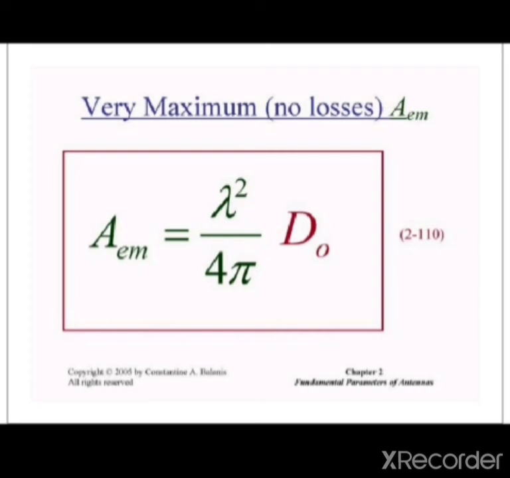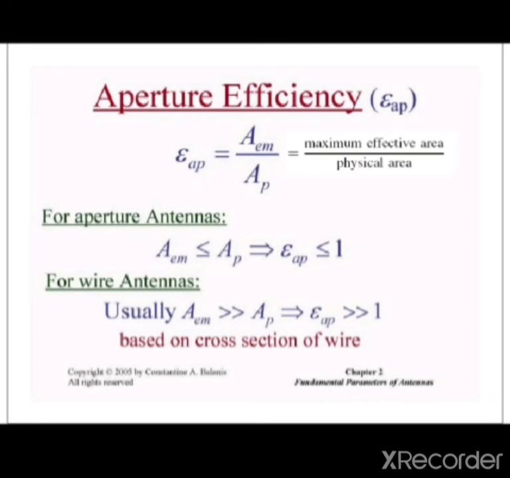Now the maximum no-loss AEM is equal to lambda square by 4 pi into D naught. We already know that the gain is equal to 4 pi AE by lambda square. From that formula, you get the maximum no-loss effective aperture area of an antenna, which is D into lambda square by 4 pi. Now the aperture efficiency: I already mentioned the physical aperture. The ratio of the effective aperture area to the physical aperture area is called the aperture efficiency. So epsilon AP equals AEM by AP.